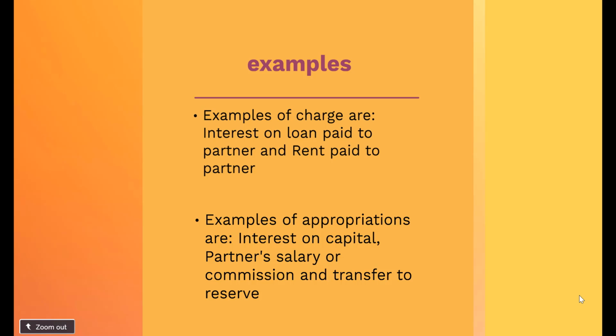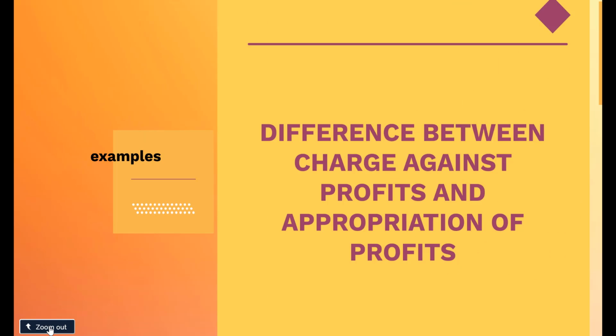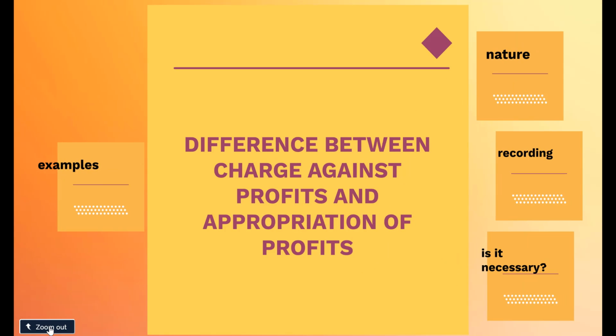In case of appropriations, examples are interest on capital, partner's salary or commission, and transfer to reserve. Partner's salary or commission is not given where there is a loss incurred by the firm, and obviously in the case of reserve, which is an appropriation from profits in order to meet future contingencies, in the case of a loss, such transfer to reserve cannot happen. So these are the four differences between the term charge and the term appropriation.